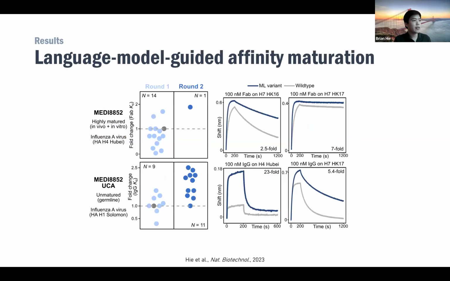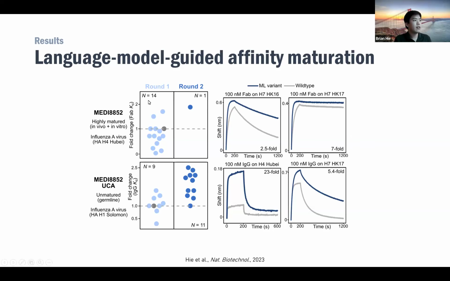And so this is what we did, and I'll walk you through the results on this slide. So we started with this antibody, MEDI8852. So MEDI8852 is a highly optimized antibody that binds to influenza hemagglutinin. And so MEDI had undergone both natural somatic hypermutation in a human, followed by additional affinity maturation in the lab. And so it's already starting off at a very optimized starting point.